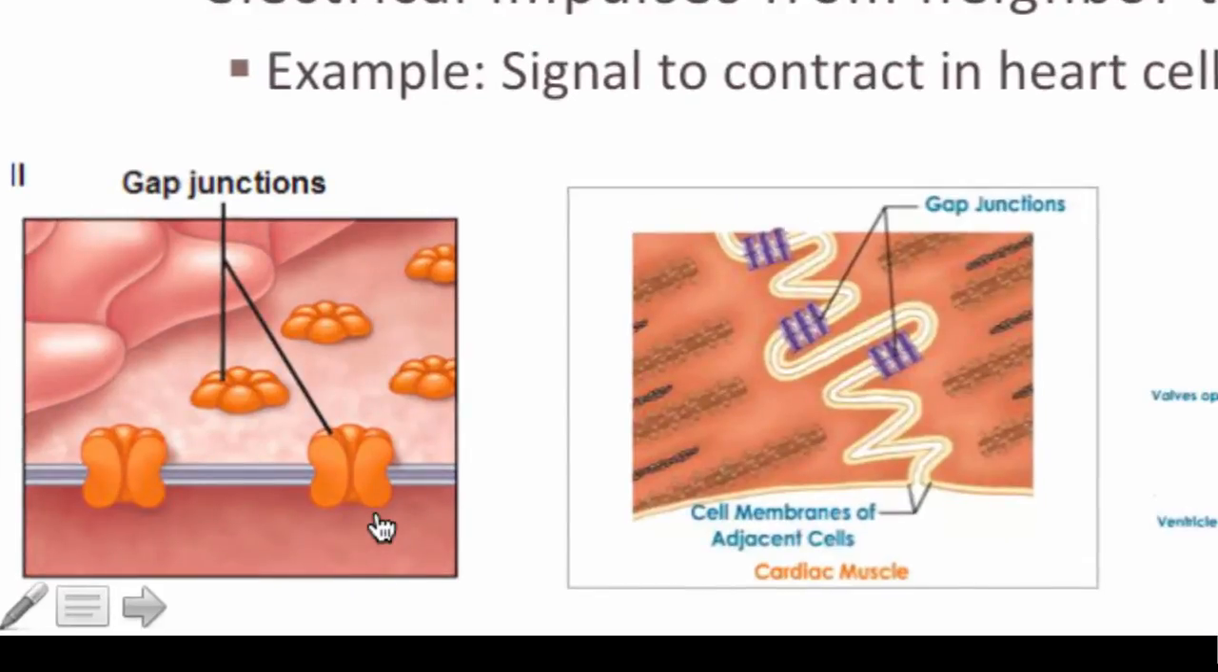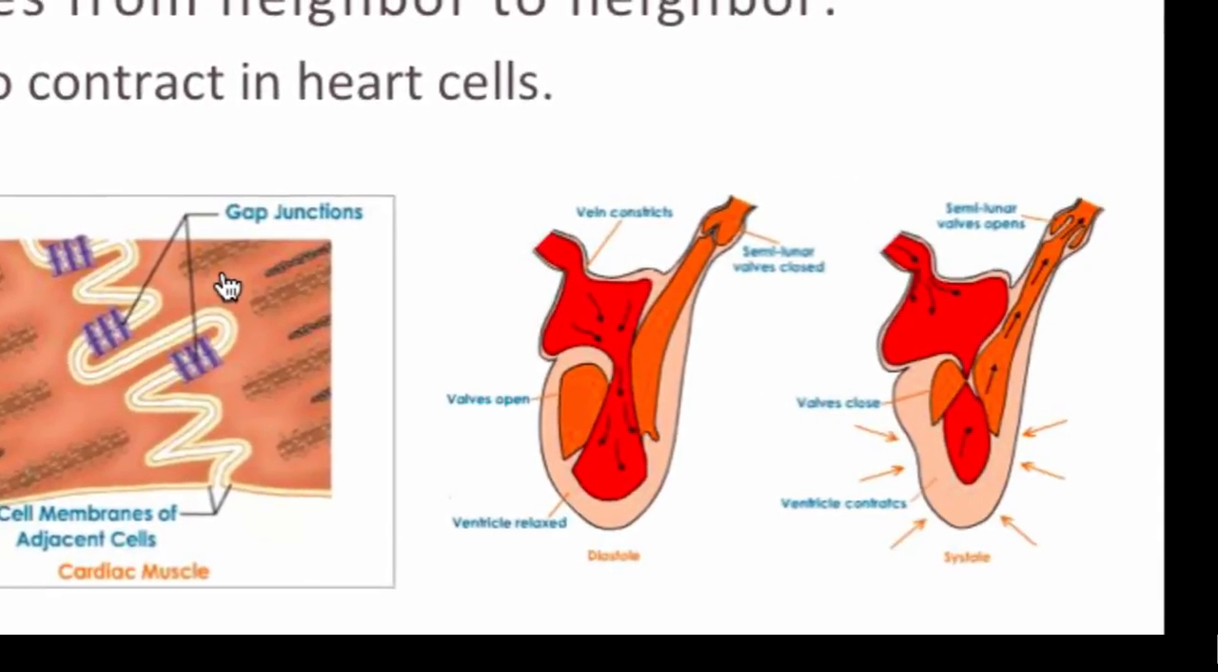So here you can see the plasma membrane of two cells that are sandwiched together. The gap junction is a protein channel that connects the two cells. Electrical impulses can travel through these gap junctions. Here's another visualization of gap junctions, this time in cardiac muscle. So we have a muscle cell here, a muscle cell here. This is the plasma membrane of each cell, kind of not fused, but sandwiched together. And then these gap junctions are protein channels through which an electrical signal can travel.